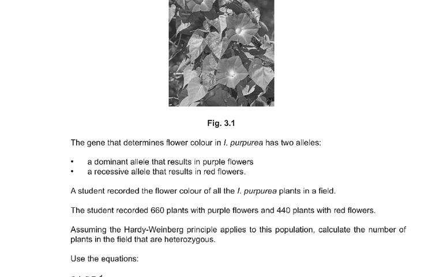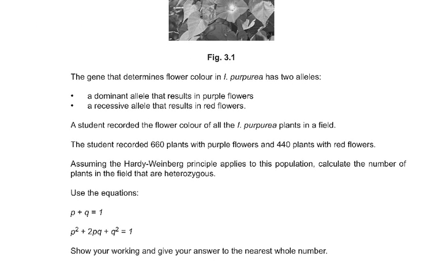The gene that determines the flower color has two alleles: a dominant allele that results in purple flowers, so the dominant allele, this and this, will result in purple flowers, and a recessive allele that results in red flowers. So all the red flowers will be this, and the purple flowers can be either this, homozygous dominant, or heterozygous.